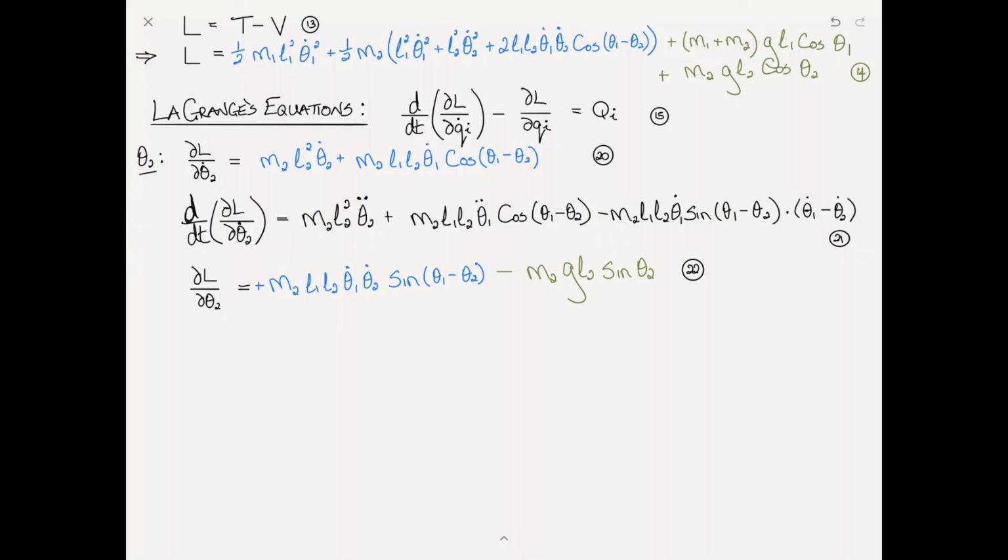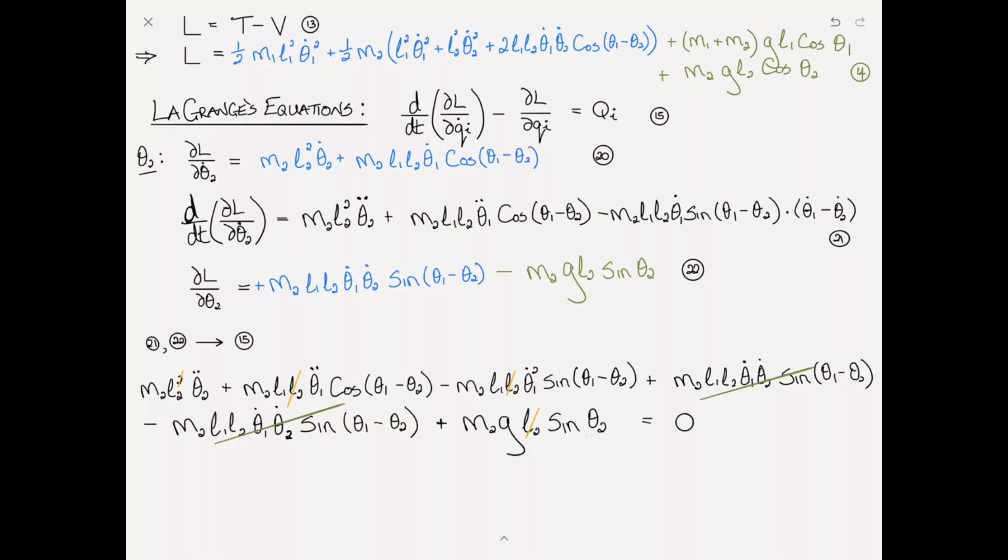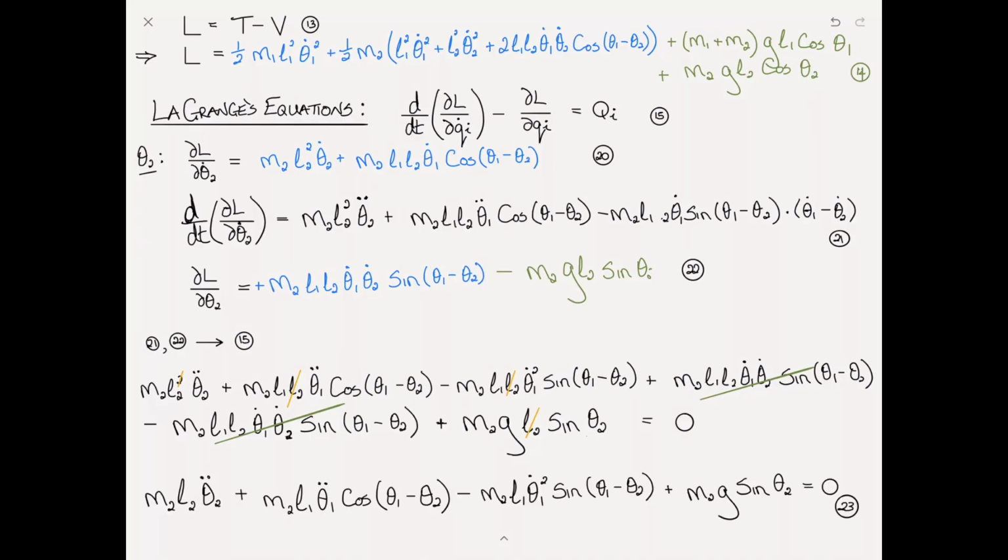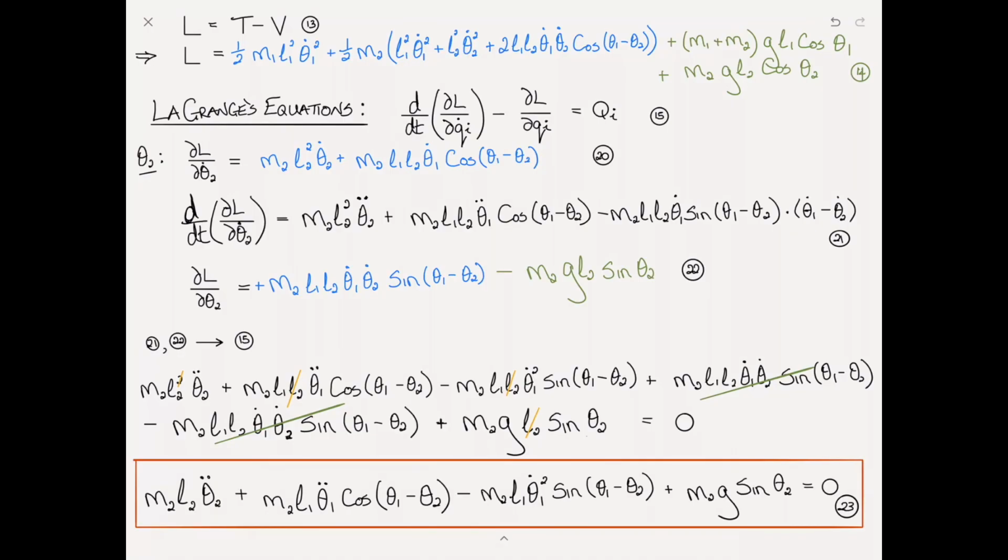And then finally, substituting equations 22 and 21 into equation 15, the two terms with the green lines cancel. We can divide through by L2, and then finally that's what the equation of motion looks like, and we can put a red box around it. And we're done.